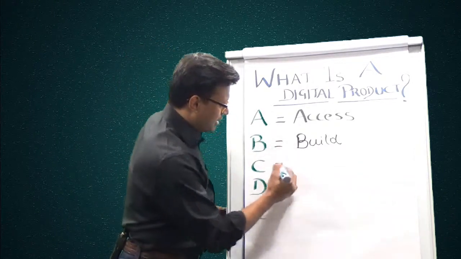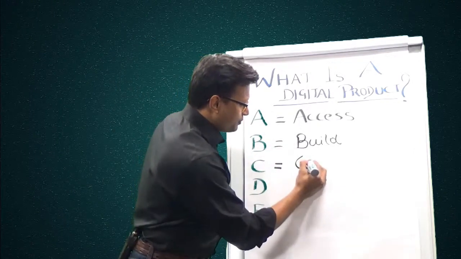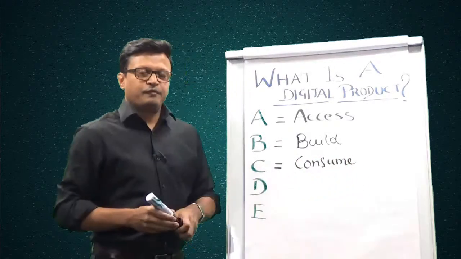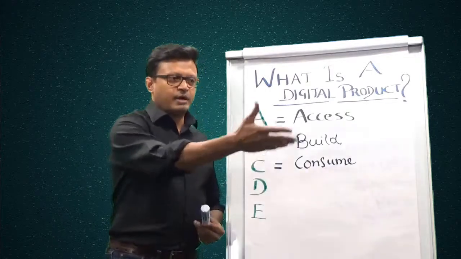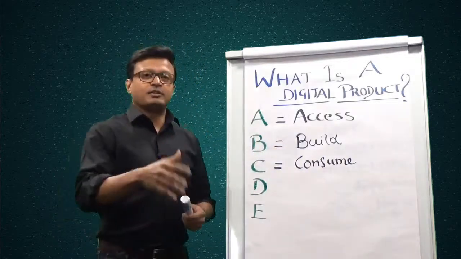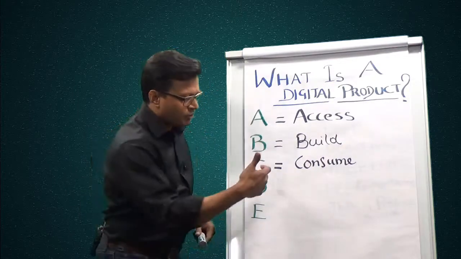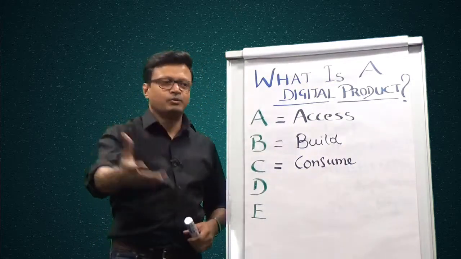The third element is, how and why do you consume a digital product? If you are using a table or a chair, we know you need a dining space. You go and sit on the chair and have your dinner or breakfast. So there is a purpose. Why do you use that physical product? Now in terms of a digital product, why are you consuming it?